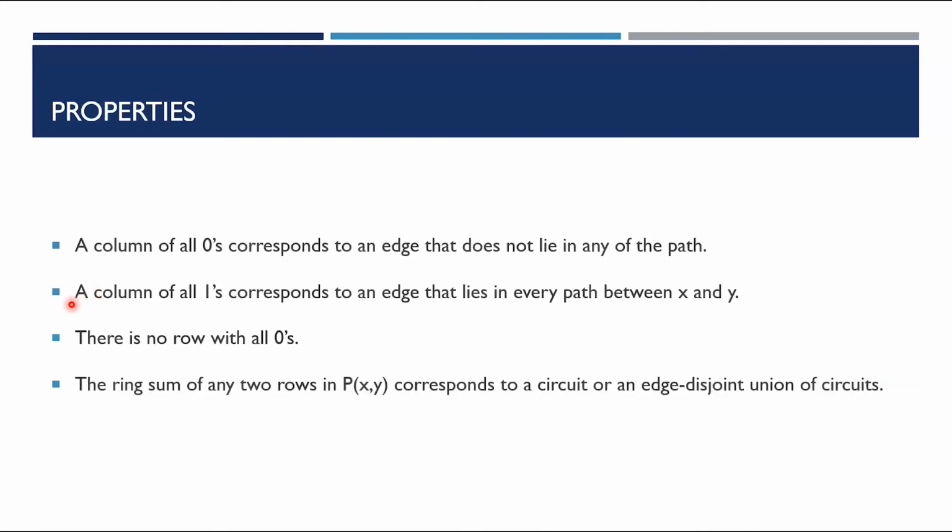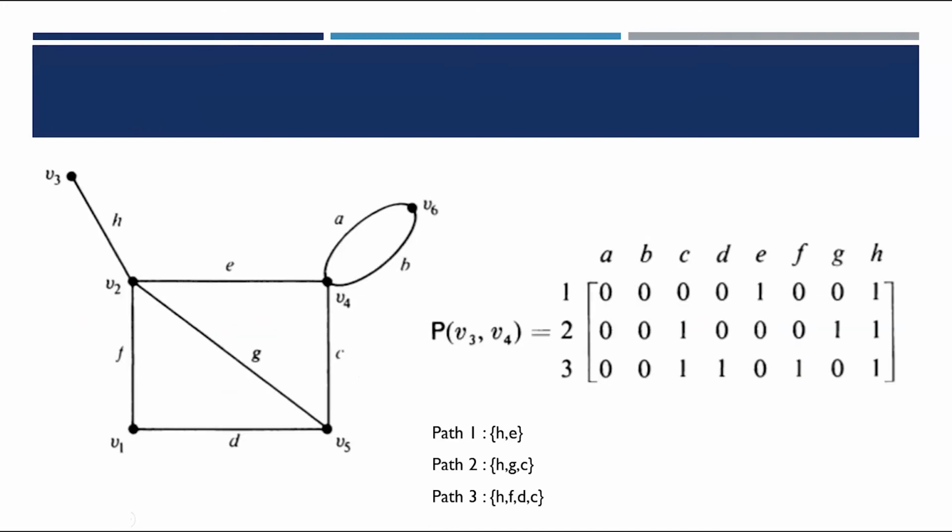Moving on to our second property, a column of all ones corresponds to an edge that lies in every path between X and Y. Now if we consider our previous example, we see that in the path matrix, in column H, all the elements in column H are 1. This means that H is present in each and every path between V3 and V4.